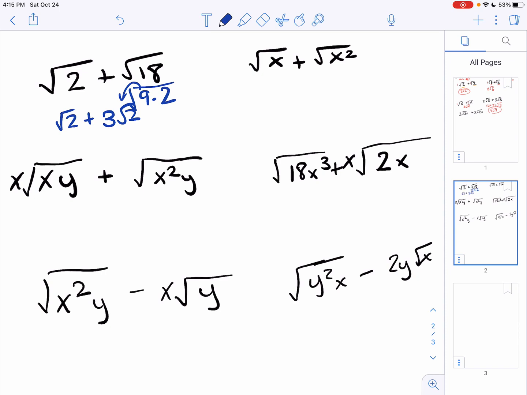Now we can do it. So there's a 1 in front here. So 3 plus 1 equals 4. So we have 4 radical 2.